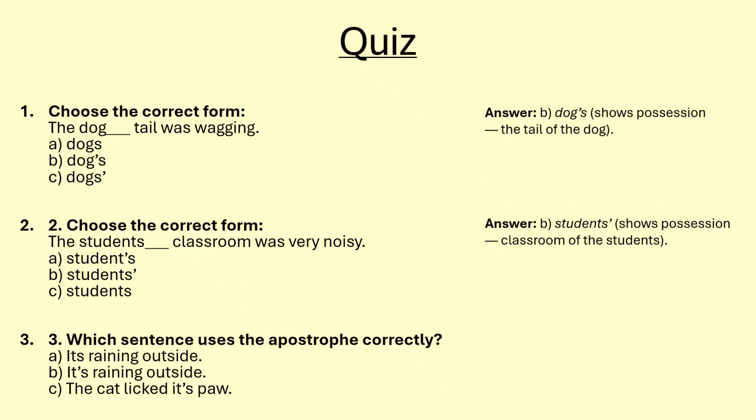And then finally, it's raining outside. We see it being the contracted form. So it apostrophe s denotes it is raining outside. So anytime the it's can be replaced with it is, we can use the contracted form.